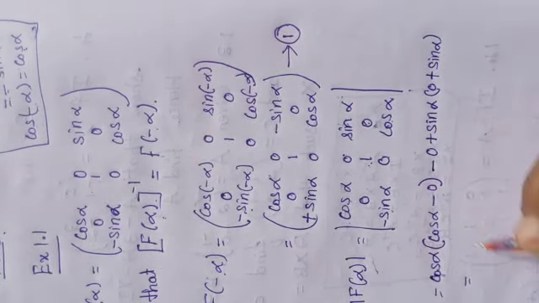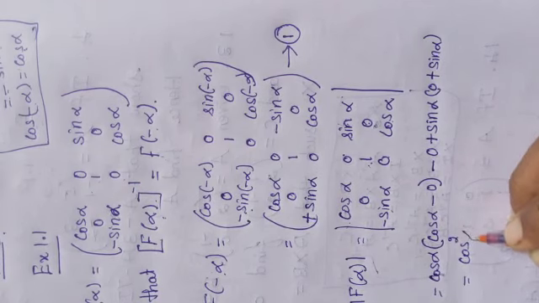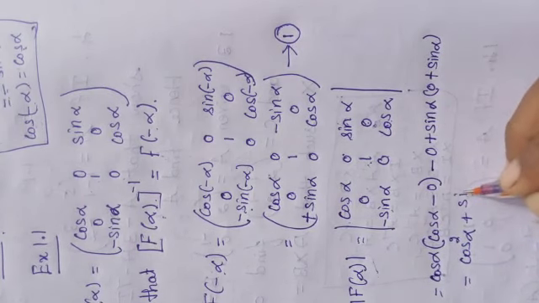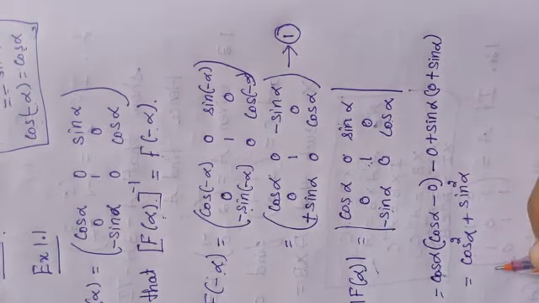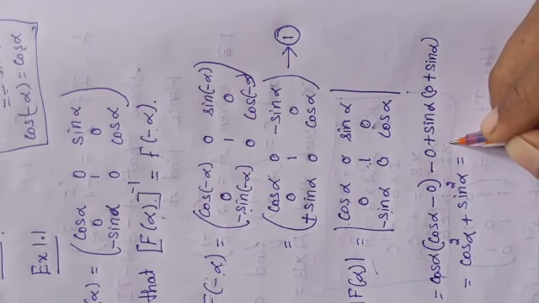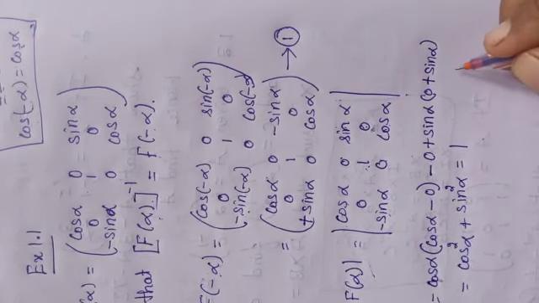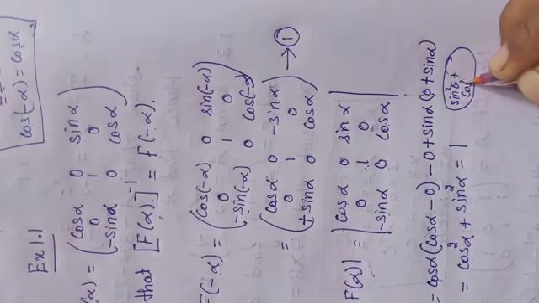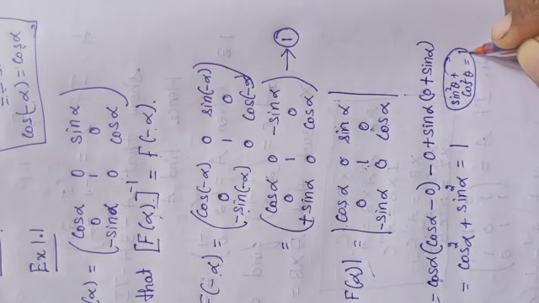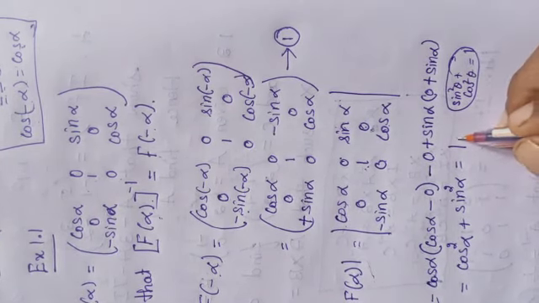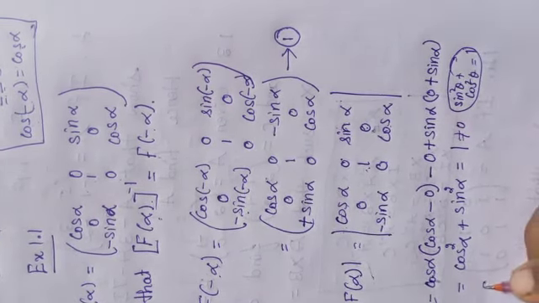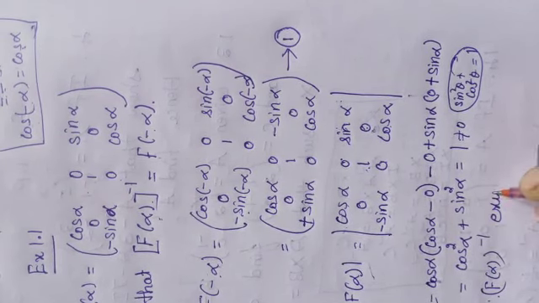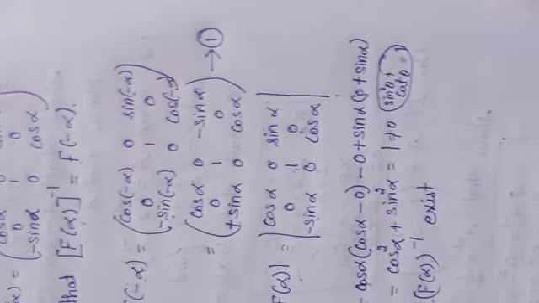Now cos alpha into cos alpha, that is cos square alpha, plus sin alpha into sin alpha, sin square alpha. What's the value? Which is equal to 1. Why? We know that sin square theta plus cos square theta is equal to 1. Using that identity, we have got this equal to 1, not equal to 0. Therefore, f of alpha the whole inverse exists. Now we can find it out.